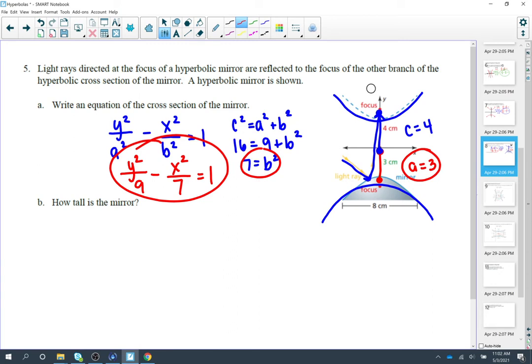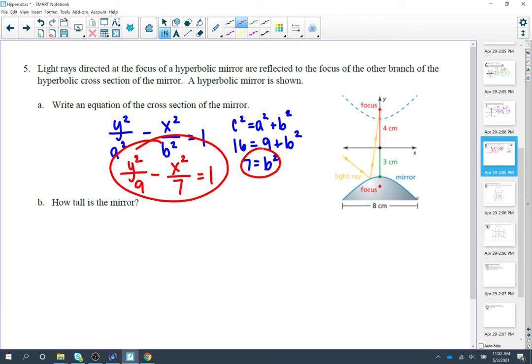Part B, how tall is the mirror? Now, keep in mind that the mirror is on the bottom here, so we're trying to find how tall it is. The height of this mirror is going to be from this vertex down to the bottom of the mirror. In order to do that, I'm first going to look at this part, because maybe I could find this point. I know this point is at -3, because it's down 3 centimeters. Well, what if I could find how far down this point is? Then I would know from -3 to wherever that is, that's going to give me my height.